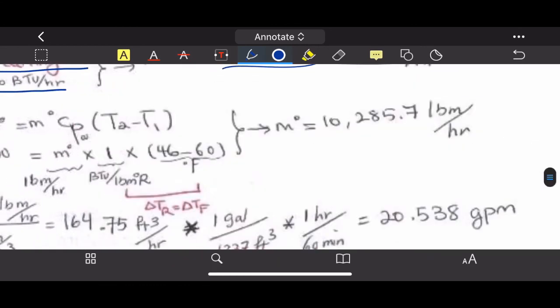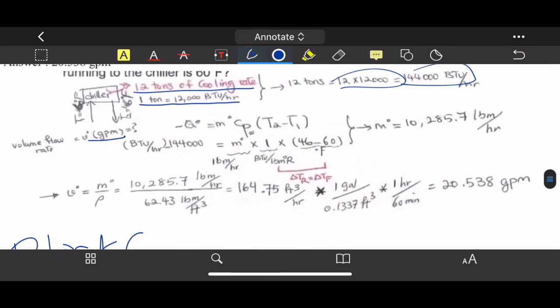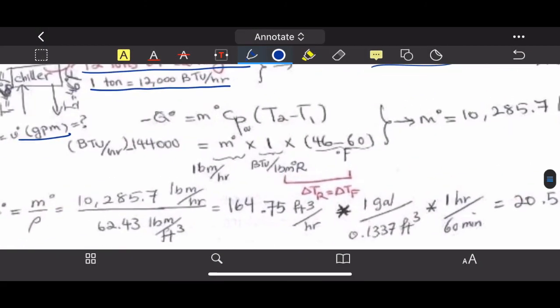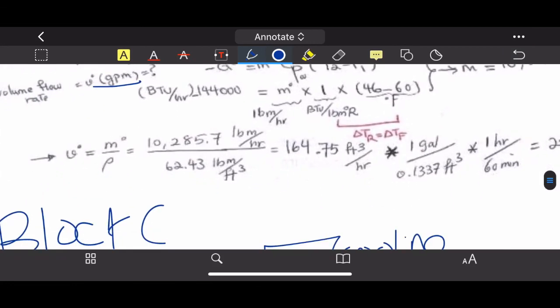Mass is given as 10,285.7 pounds per hour. How do you find this? We will use the equation of delta Q, which is given there. You know what this is. You don't know what this is. You know what this is. You know what this is. So you will get your M dot like this. Very simple, just simple algebra. Once you get your M dot there, you will put it inside this.